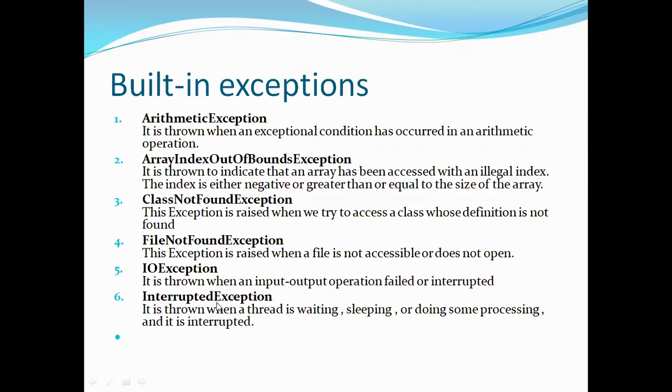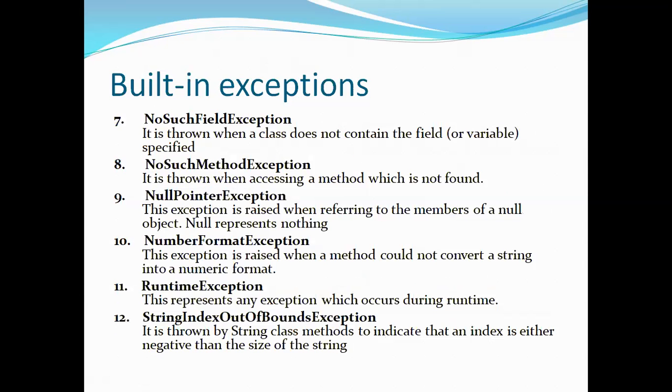The sixth one is InterruptedException. It is thrown when a thread is waiting, sleeping, or doing some processing and it is interrupted. So when the thread is doing some work and you interrupt in between, then this InterruptedException is shown. Now let's see the seventh one, that is NoSuchFieldException. This is raised when a class does not contain the field, that is, if it doesn't contain a particular data member, then it will show this exception.